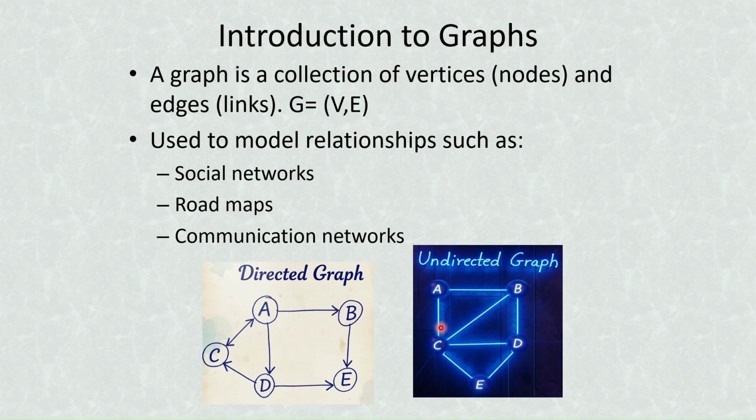These are the examples of the graph. If you observe, A, B, C, D, E are called the vertices, and the links which are connecting these two vertices are called the edges. So I will say that a graph is a collection of vertices and edges, where I can use this data structure to represent social networks, roadmaps, communication networks. In such cases, we can use this data structure.